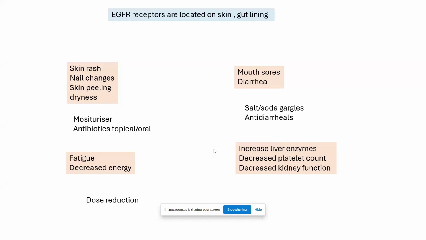For fatigue and decreased energy, what we can do is dose reduction. Again, for increased liver enzymes, what we do is frequent monitoring. So when the patient is started on the drug, we generally call them after 2 weeks with the liver function tests and the CBCs.